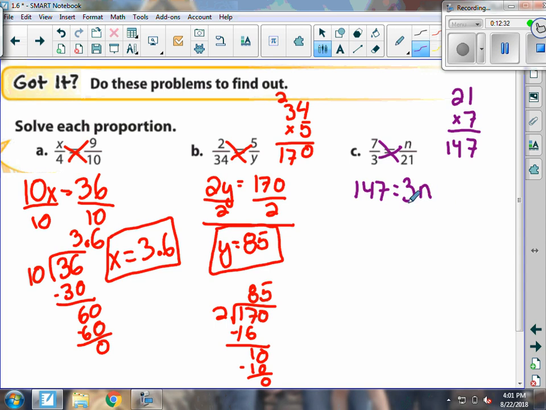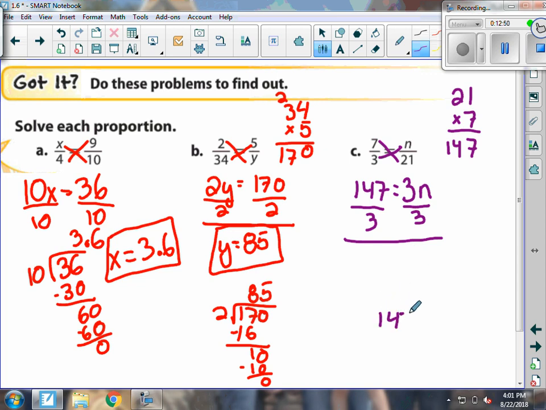So I'm going to divide both sides by 3, the coefficient. If you remember back to last year, your coefficient is your letter in front of your number. So 147 divided by 3.